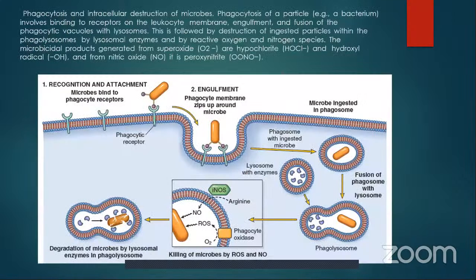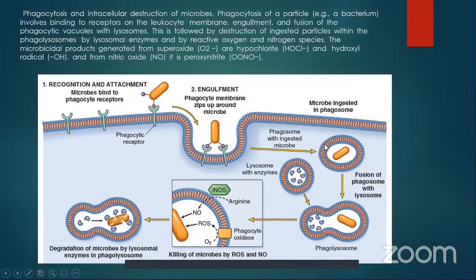So, if we have to describe pictorially what we just learned, the first step was the recognition and attachment of these microbes to the phagocyte receptor. Once it is attached, there are cytoskeletal changes which result in the formation of pseudopods and pinching off of the cell membrane around the offending microbe, forming a phagosome. So this becomes a phagosome, which is represented here.